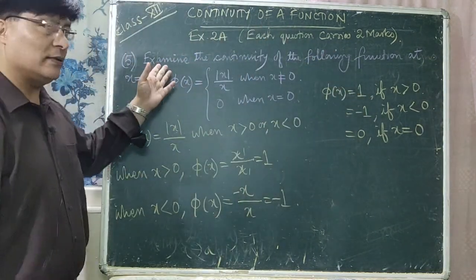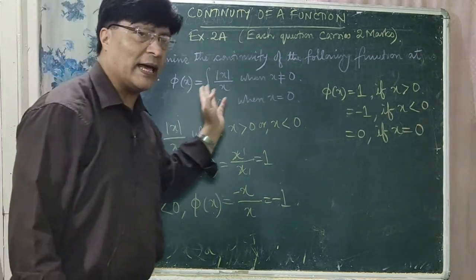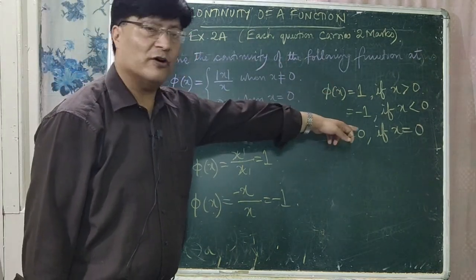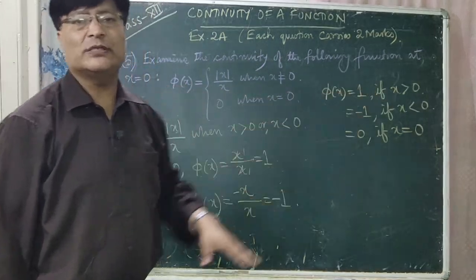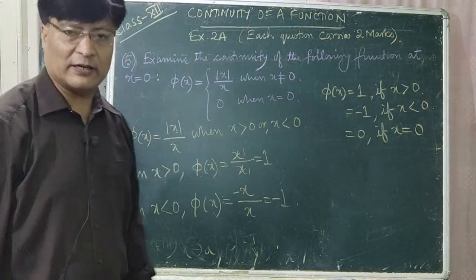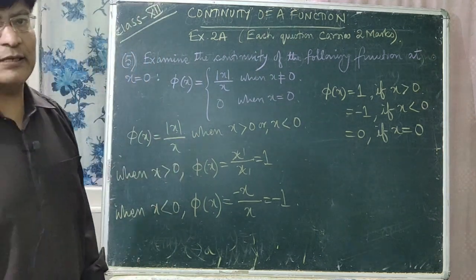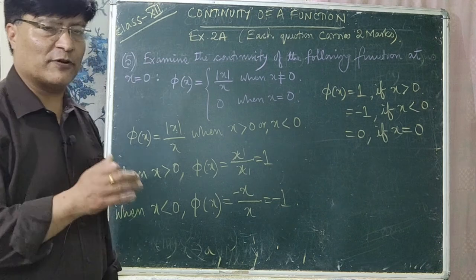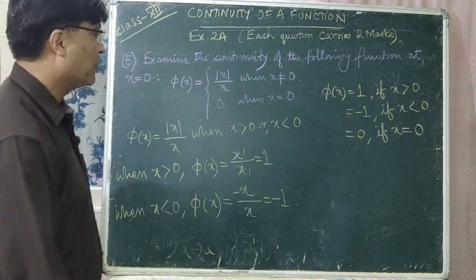This is the function that was given to you in the question; we simplified that function and obtained this function. Now from here, you can check the continuity of this given function phi of x. So for this you have to find out the right hand limit, left hand limit and the value of the function at the given point x is equal to 0. Okay.